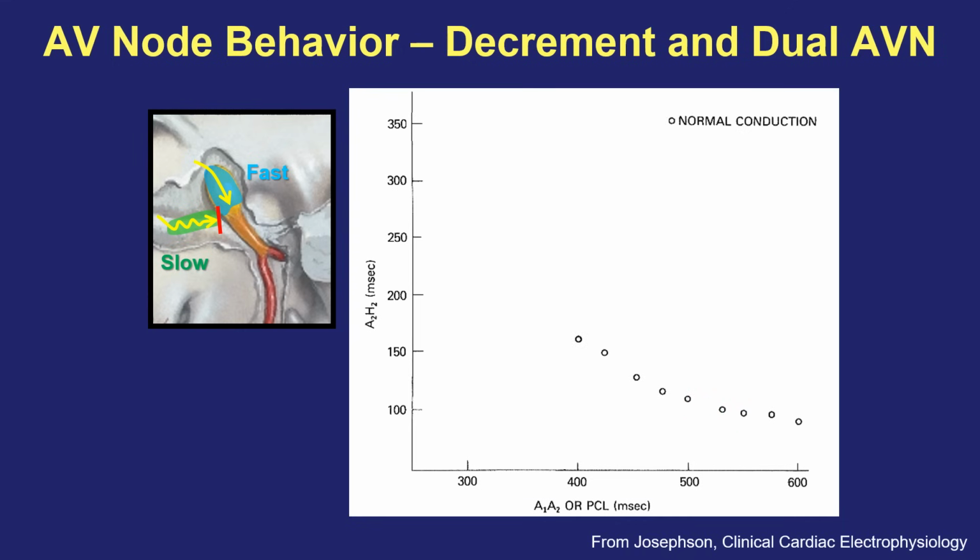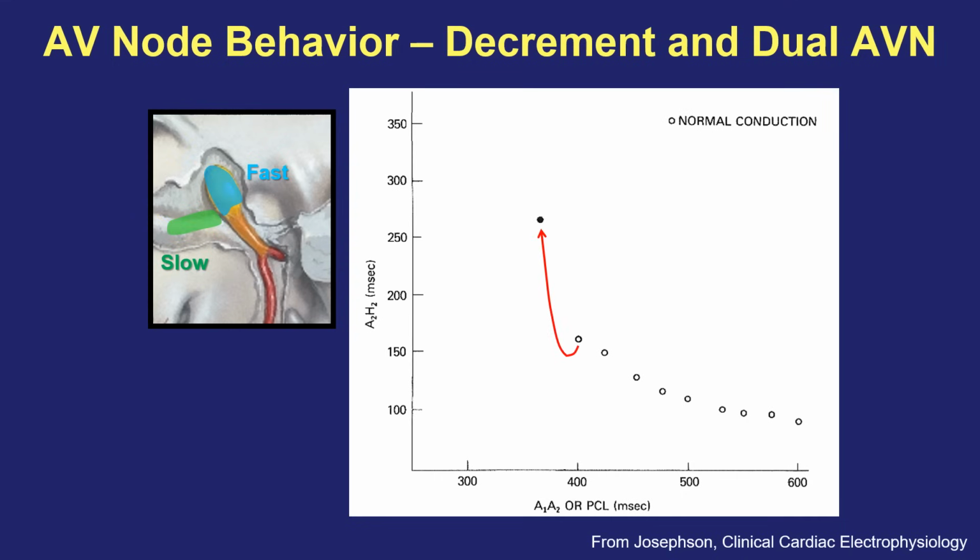So as we continue to bring in that A2 beat, we're going to see decrement, further prolongation of the AH interval. This is normal AV node behavior in people who have no slow pathway component or people who do. This is consistent across all people with an AV node that functions. You're going to see this decremental pattern. The earlier you hit the AV node, the longer it takes to conduct. But in somebody who has two components of the AV node, you're about to get a surprise.